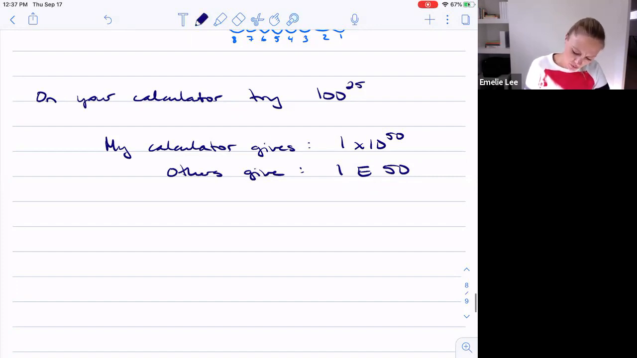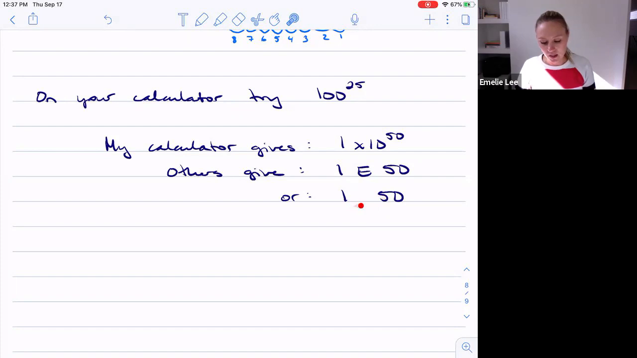Or others are even more cryptic, 1 space 50. So that's why I want to bring it up, because if your calculator is one of those that gives you just 1 space 50, you need to be really aware of that when you see this, and don't just think it's 150. That's not right. It can be really cryptic and really kind of weird. So just know how your calculator handles it.